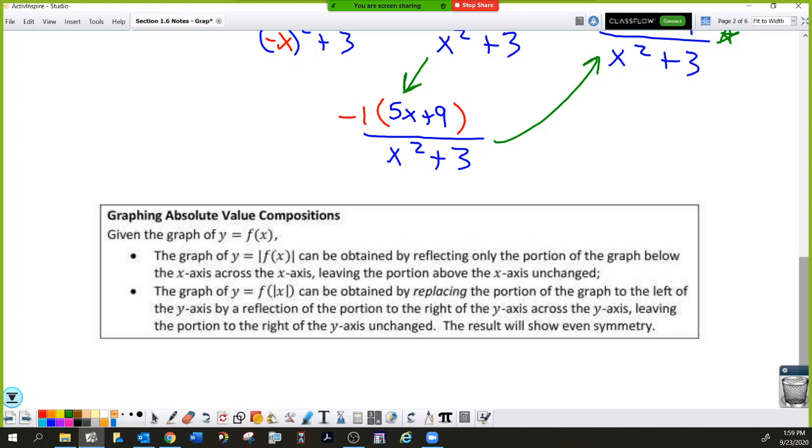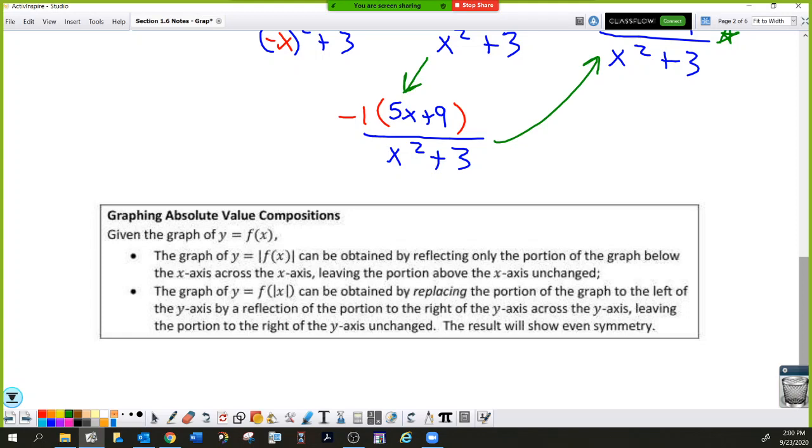And before we end stuff today, I'm going to introduce you to a new kind of transformation that I know you have never seen before. It's the absolute value transformation. That's right. Absolute values can be transformations. And just like all other transformations, these absolute values can be happening on the y's, outside, or on the x's, inside.